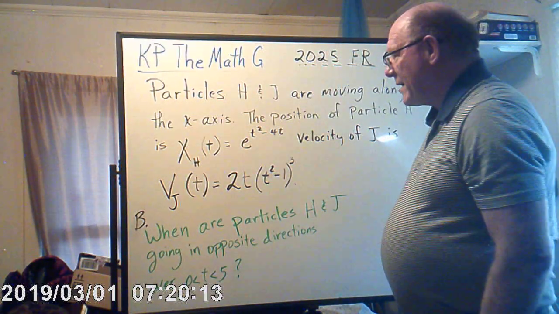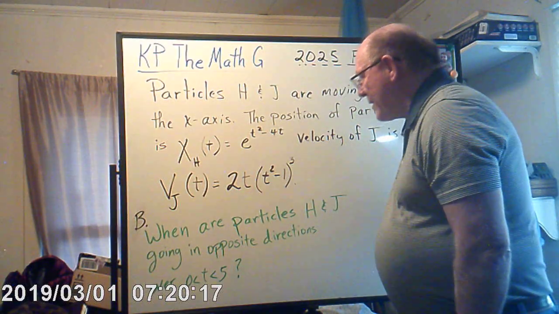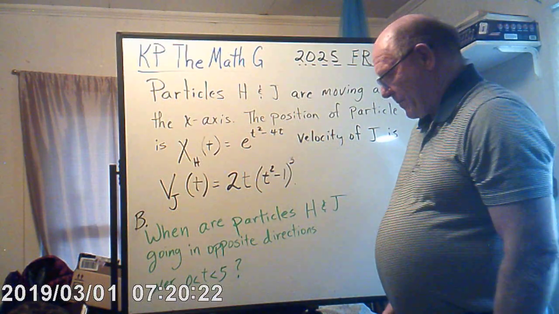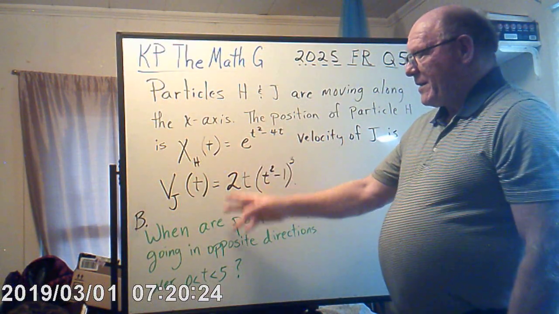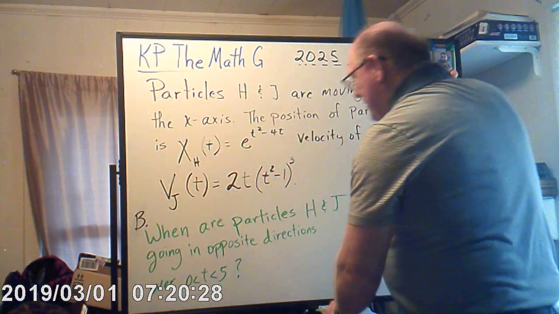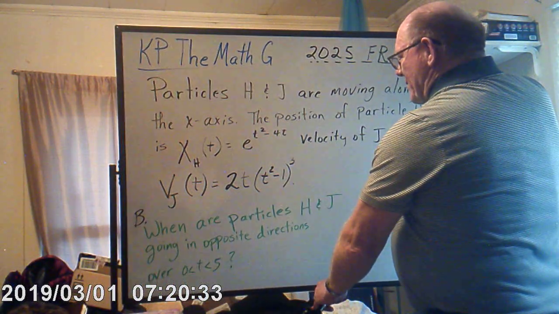Xh at t is equal to e to the t squared minus 4t. What we need is a velocity equation. So both of these need to be velocity equations. Let's write them both down on the other side. I may have to flip the board several times. e to the t squared minus 4t.